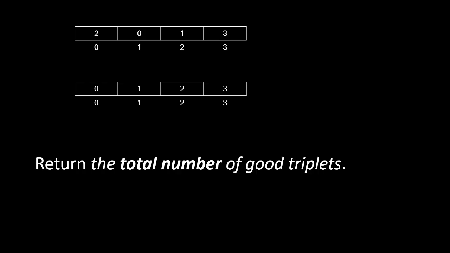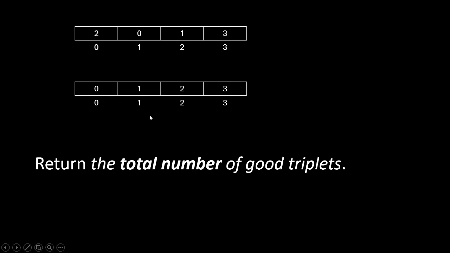So in this case, we will only have one good triplet because for 2, 0, 1, here 2 comes after 0 and 1, right? So it can't be. I think we have 1, 2, 3, but 2, 1, 3 in this case. So it's only 0, 1, 3 and 0, 1, 3.